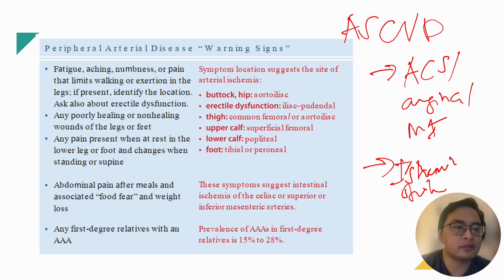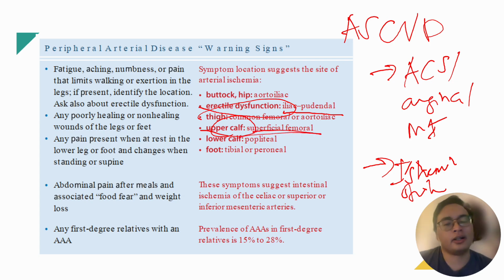Okay. So you're going to ask about any fatigue, aching, numbness, or pain upon exertion. You're going to ask about any poorly healing wounds. Also, you're going to ask whether there's any pain present at rest in the lower leg or foot, and whether it changes when standing or supine. Now, depending on the location, for example, if the symptom is mostly erectile dysfunction, then the artery involved is the iliac or pudendal. If the pain is mostly felt over the upper calf, the artery involved is most likely the superficial femoral. Okay, so what if the arteries involved are the branches of the abdominal aorta?